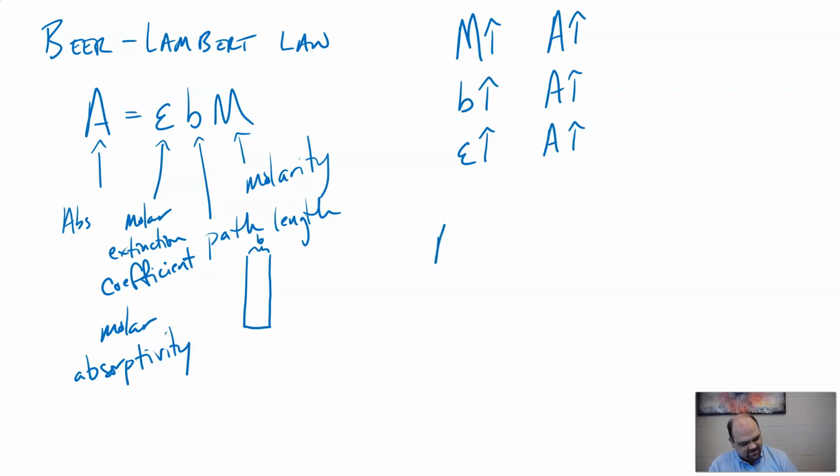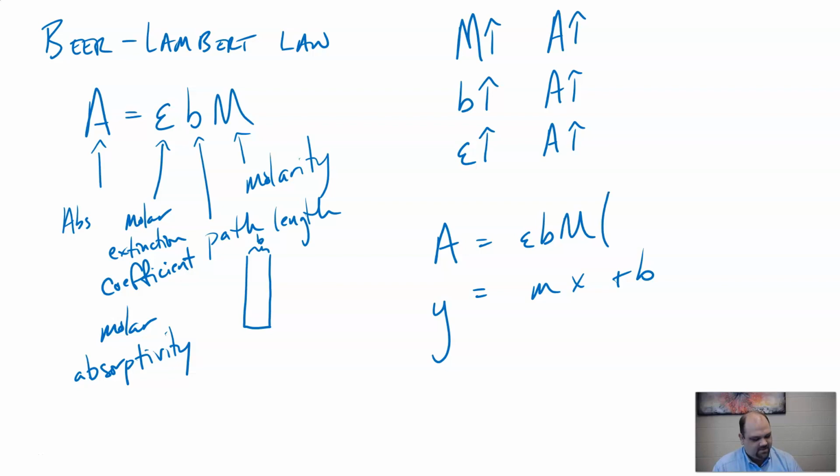Because this is linear, I'm going to rewrite our equation. We can think about this as y equals mx plus b. Well, there's no plus anything in our equation here, but in parentheses, I'm going to put plus 0.